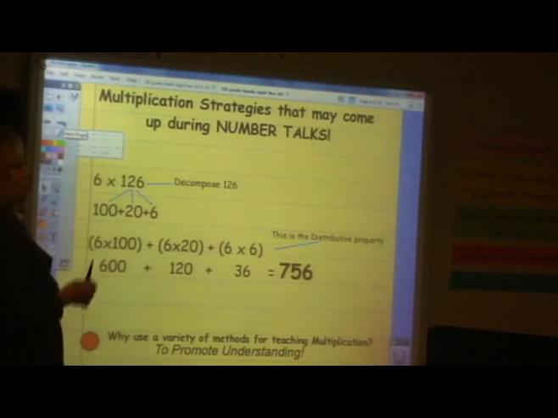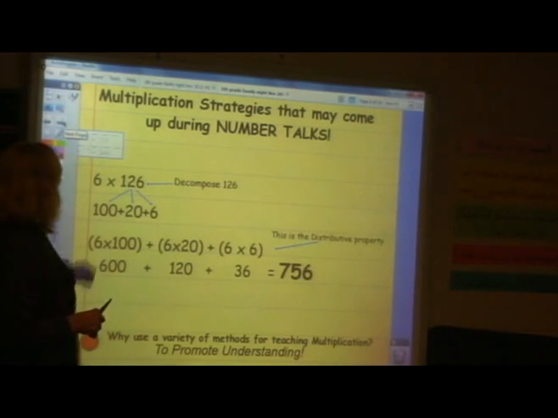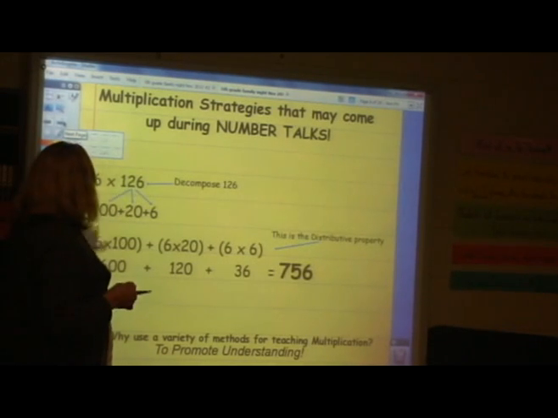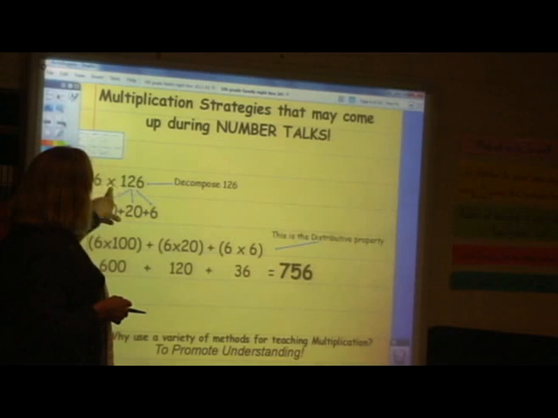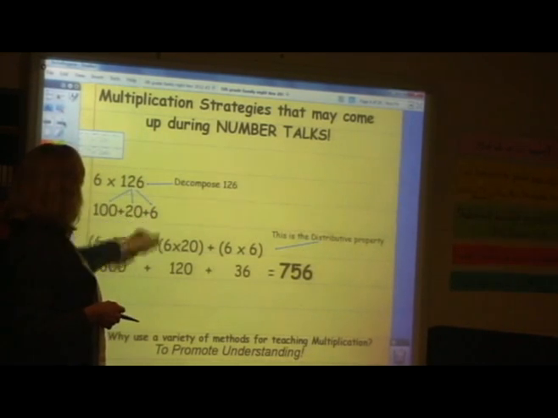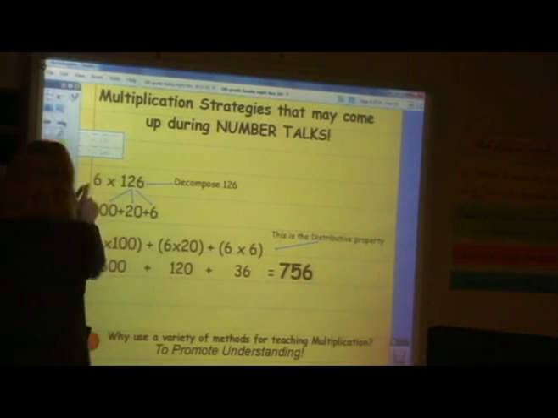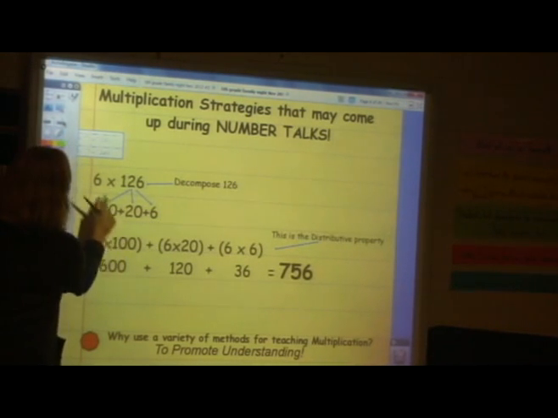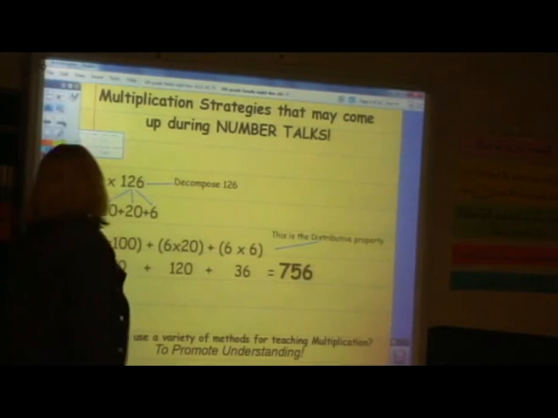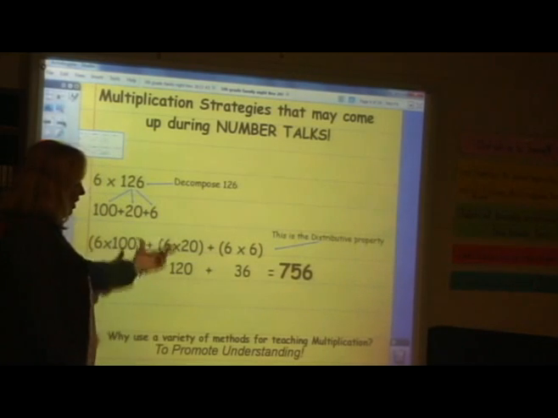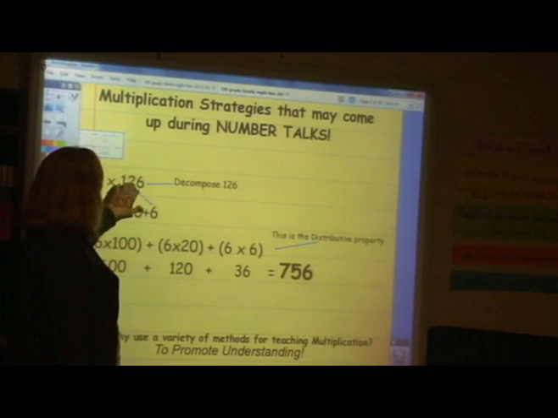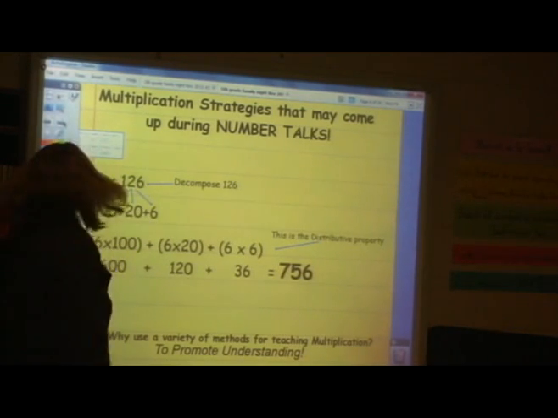All right, and you heard Ms. Miller use the word decompose, and that's what we do with the distributive property. Sarah, I can tell you we've done this this week. 6 times 126 could be, we could break this up or decompose it into 100 plus 20 plus 6. Then we would say 6 times 100 plus 6 times 20 plus 6 times 6. Then we get 600, 120, 36 for our answer of 756, which makes it easier than just saying 126 times 6 straight up.